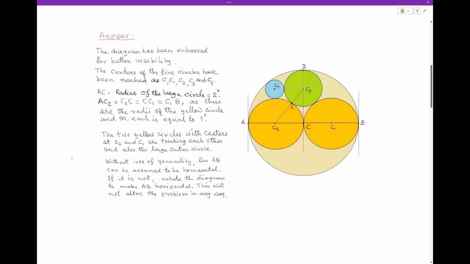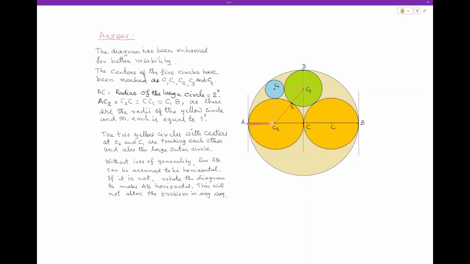The diagram has been enhanced for better visibility. The centers of the 5 circles have been marked as C, C1, C2, C3 and C4. AC, that is from here to here, is the radius of the large circle, and this radius is 2 inches. It is given.